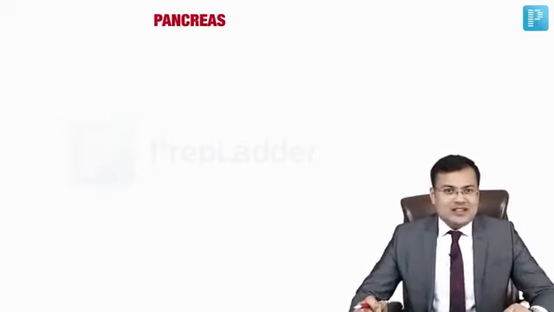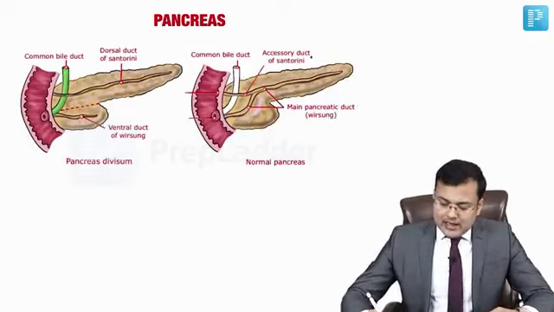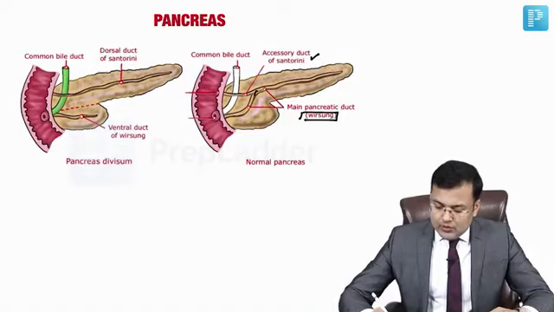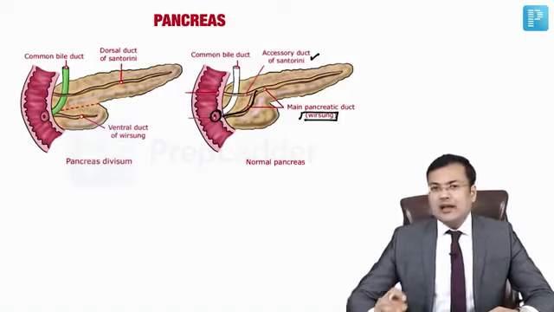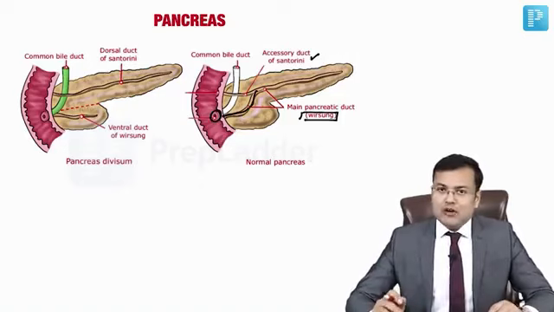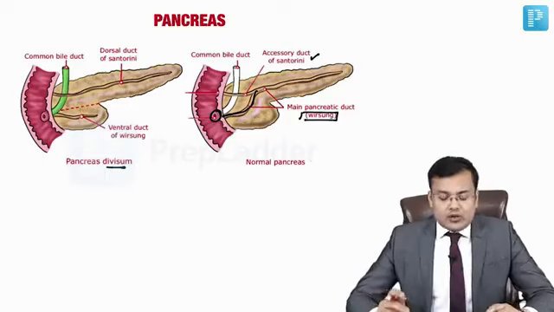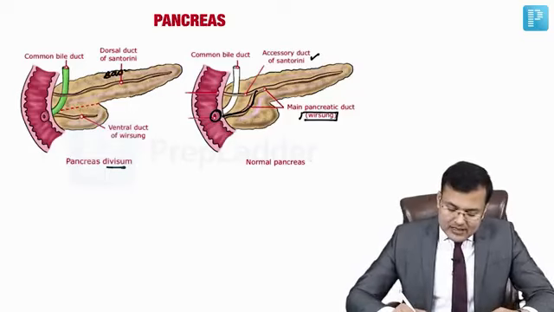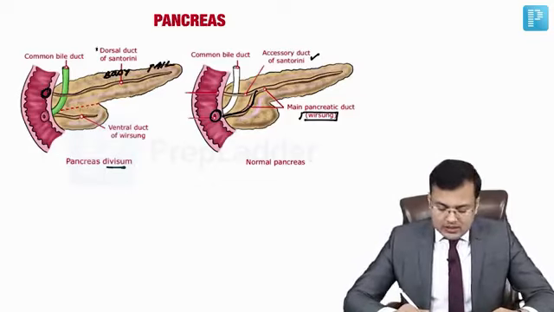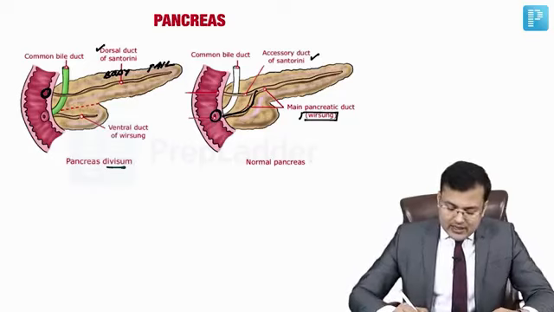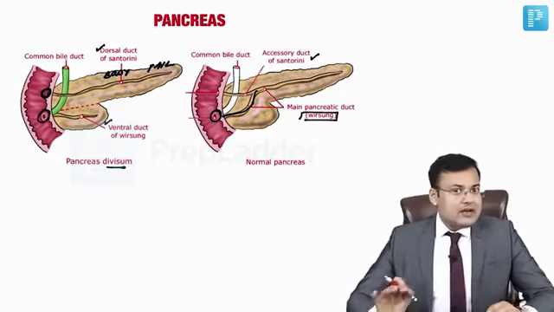Now we are going to discuss pancreas. First of all, pancreas divisum. In normal pancreas, you can see this is the accessory duct of Santorini and this is the main duct of Wirsung. Both of these join together and there is one opening in the second part of duodenum, known as ampulla of Vater. What happens in pancreas divisum? There is divided drainage. The body and tail of pancreas are drained by the accessory or dorsal duct of Santorini, and the head and uncinate process are drained by the ventral duct of Wirsung.